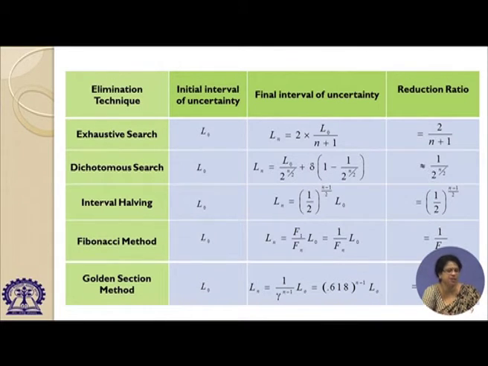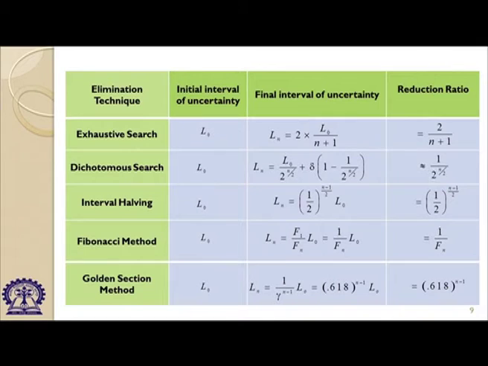If we have the same initial interval of uncertainty, just look at the final interval of uncertainty after the nth experiment. For exhaustive search, this is 2 L naught by n plus 1 and the reduction ratio is 2 by n plus 1 if we do n number of experiments. Similarly, for the dichotomous search, the reduction ratio is 1 by 2 to the power n by 2. For interval halving, it is half to the power n minus 1 by 2.